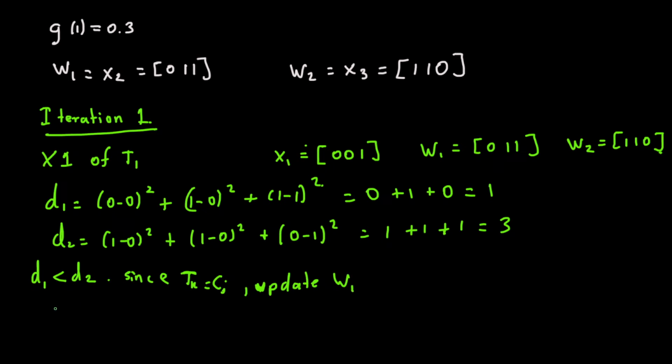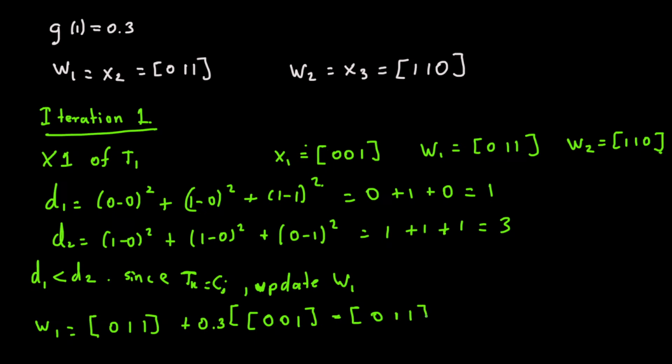The way we update the w1 is we take the w1 and equate this one to whatever the w1 we have previously, which is 0 1 1, and then we apply the 0.3 gain, and then we multiply the difference between x1 and w1. Actually, hold on, yeah, x1 minus w1, which is 0 0 1 minus w1, which is 0 1 1. Okay, so this is what we have to do.